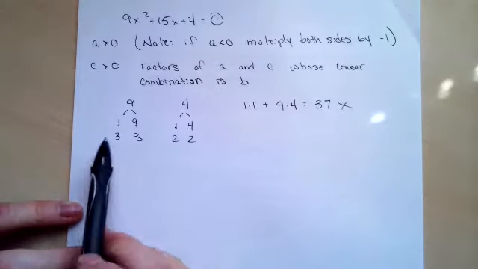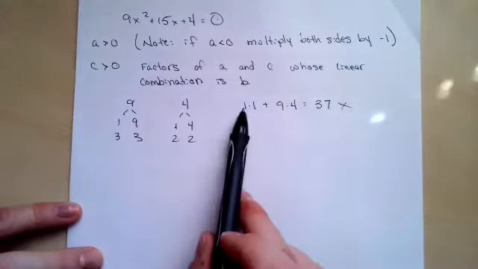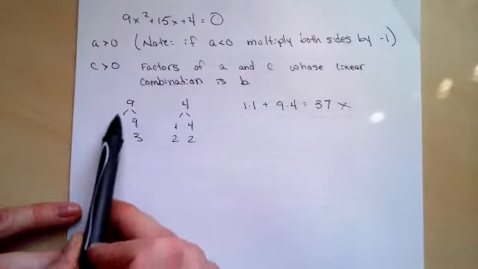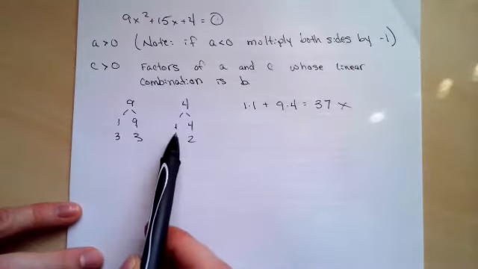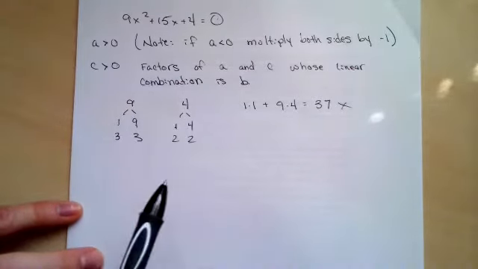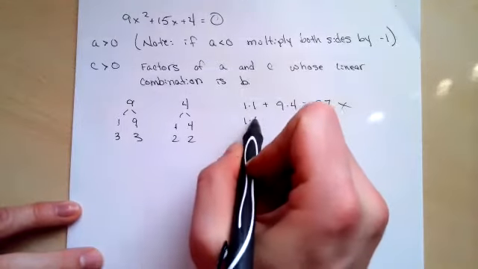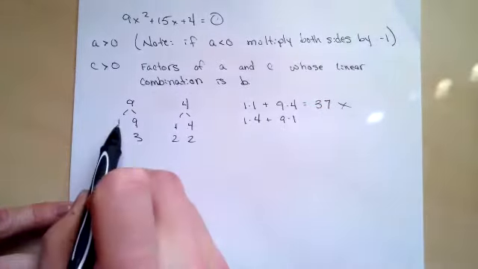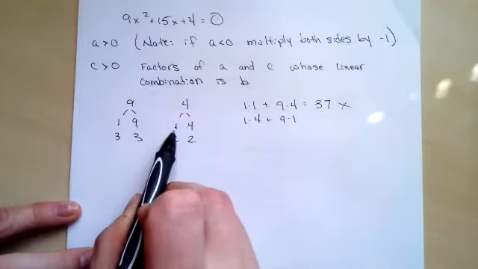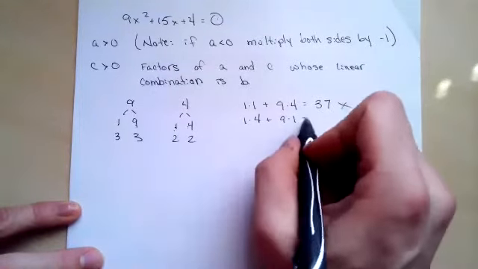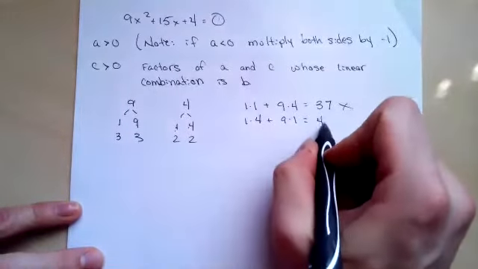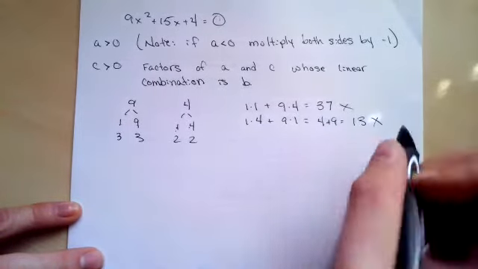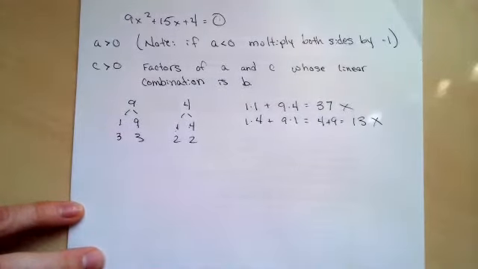You have to be careful using this method because you can just change the order. So I multiplied 1 times 1. I can choose those same factors, but in a different combination. So I can do 1 times 4 plus 9 times 1. So 1 times 4 now, 9 times 1. Add those two products together. What do we get? 4 plus 9 is 13. Close, but doesn't work.